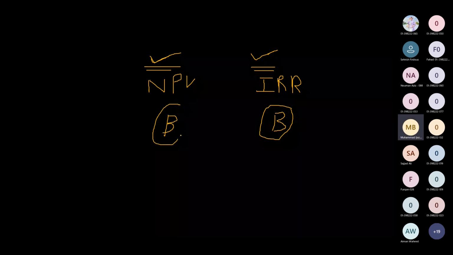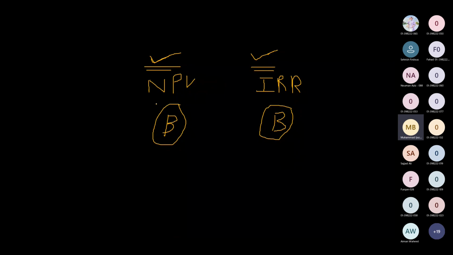However, if it is not the case, and if you check the NPV is recommending you project B, but IRR is recommending you project A. In this case, which project to choose? Project B. In this case, NPV has an edge over IRR. Correct? In this case, NPV has an edge over IRR.